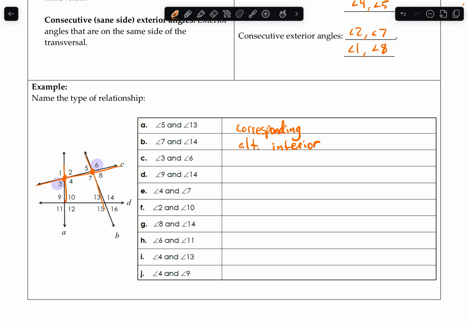So now you can maybe turn your paper sideways, but you need to visualize that now your lines are running up and down and your transversal is moving left and right. 3 and 6 are alternate exterior angles. The interior between these two lines, A and B, is in here, 2, 4, 5, 7. The exterior is 1 and 3 and 7 and 8. These are on opposite sides of our transversal, so that means alternate. These are outside the lines, so that's exterior.